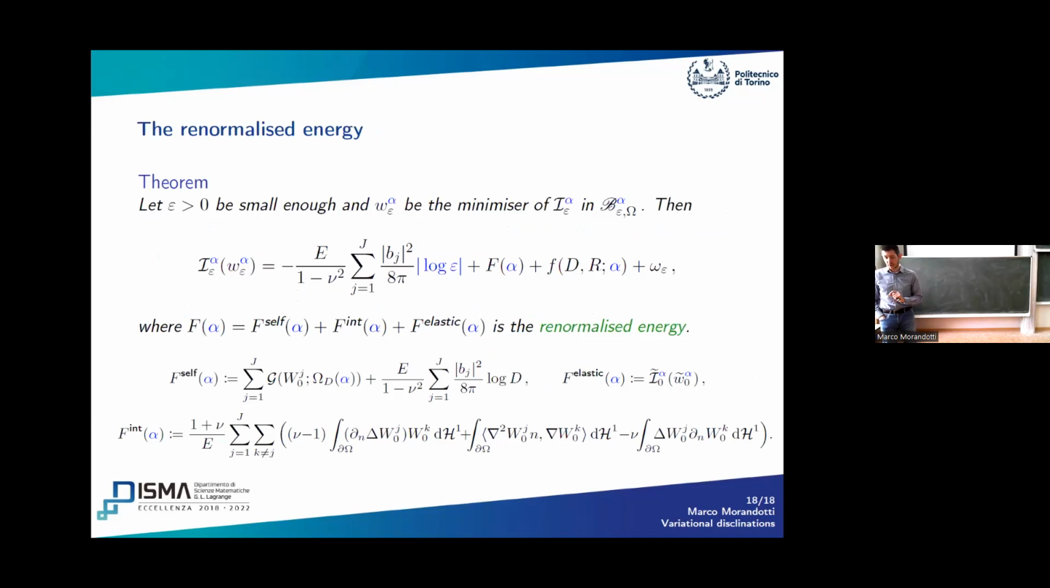And the expansion that we can prove is the following one. So the full energy can be written as the summation of these terms. So something divergent with log epsilon, which is what we expect because dislocations have a log epsilon diverging energy. Then there are the last two terms. So omega epsilon is something infinitesimal with epsilon, and f is something of order 1 that depends on where the dislocations are placed. And then there is this f alpha, which is the most important part. This is called the renormalized energy.